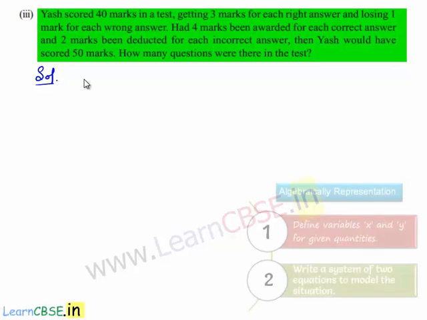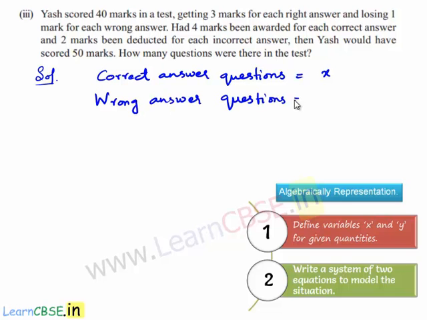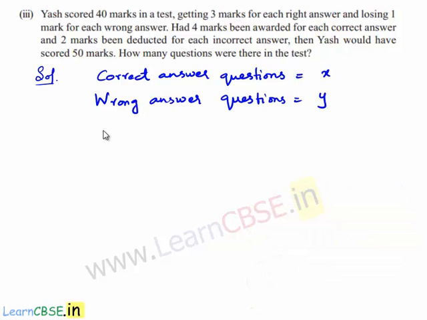So let us assume that the number of correct answer questions is equal to x and the number of wrong answer questions is equal to y. So we can say that the total number of questions is equal to x plus y.